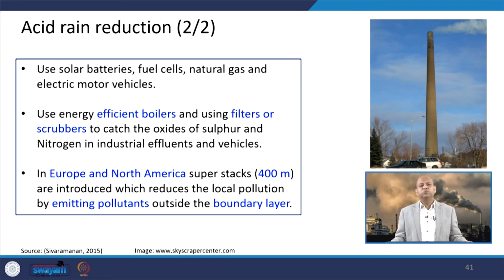In Europe and North America, people are also using very tall stacks, like 400 meters or so, so that the local pollution gets reduced, because it goes up to very high levels of the boundary layer, and when it gets diluted in the atmosphere, then at least in the local region it is not there. But it is kind of transferring the problem from local to regional scale, because ultimately it will come down, whether in the form of rainwater or dry deposition.